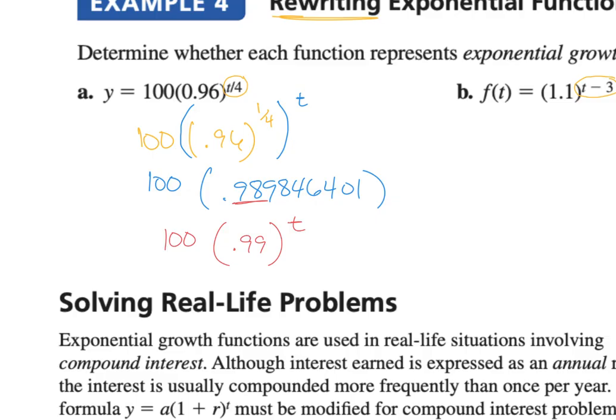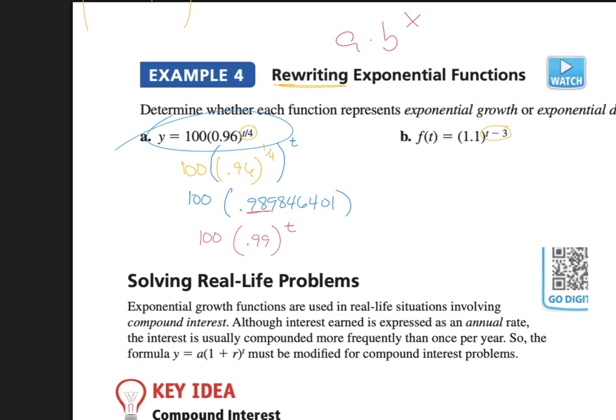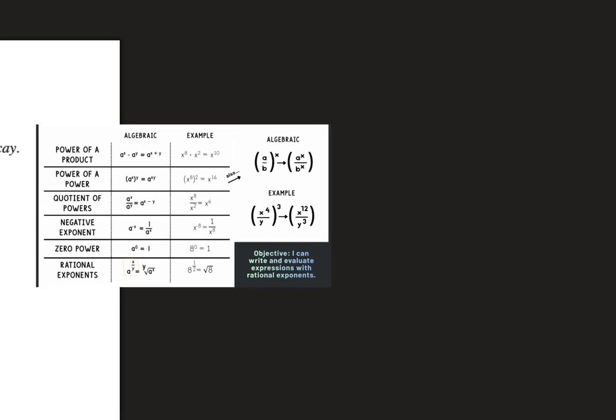Well, you might have looked at this and thought, yep, that's decay, but this is the definitive confirmation that it's decay because of the 0.99 part. Again, what did we do to get this? We rewrote this exponential part based off of these rules, okay?